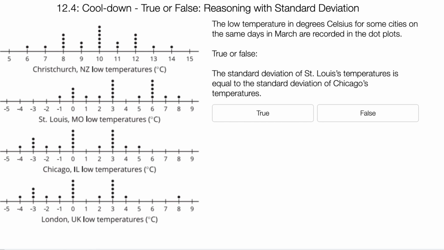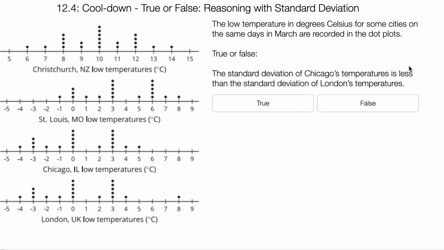Then there's some more. The low temperature is same thing. The standard deviation of St. Louis's temperature is equal to the standard deviation of Chicago's temperature. So St. Louis is the second one. Chicago is the third one. So they're saying, are they equal, true or false? You can pause so you can have time to think. And then the last one, the standard deviation of Chicago's temperature is less than the standard deviation of London's temperature. So Chicago is the third one. It's saying the standard deviation is less than the standard deviation of this last one, London. So you would answer true or false on those.